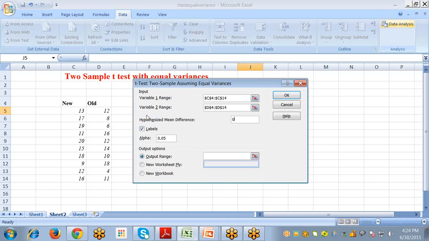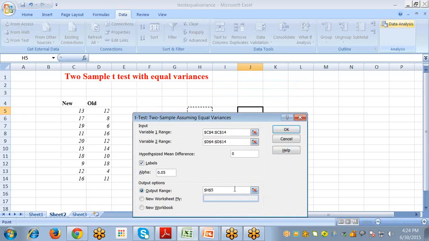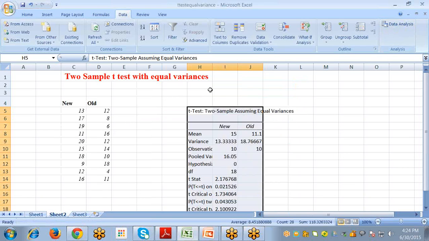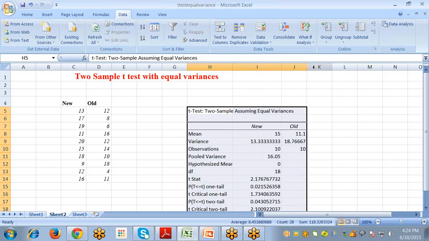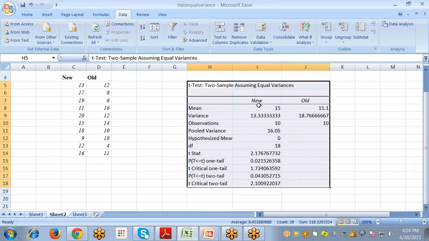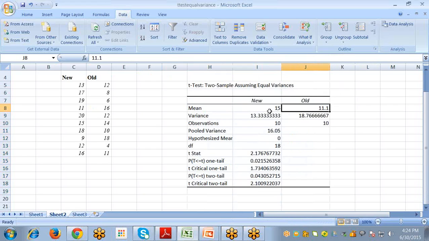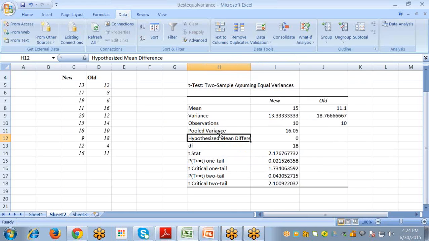Now I'm selecting my output range here and then clicking OK. So this will be our output. Here are the two means for the old and new, and here are the variances for both, and the observations, a total of 10 observations each. Then the pooled variance, which we do not really need for analyzing this particular test. Then there's the hypothesized mean difference, which we put as 0 in our data analysis.